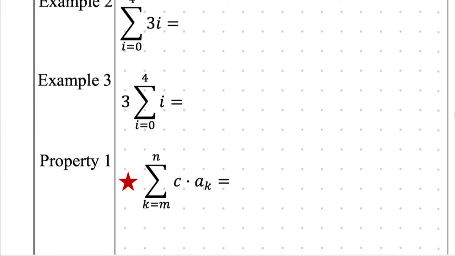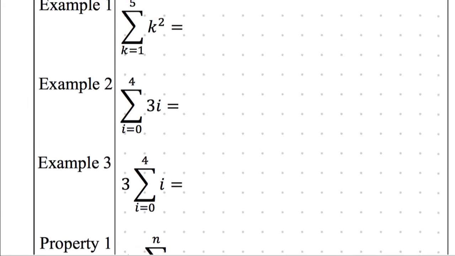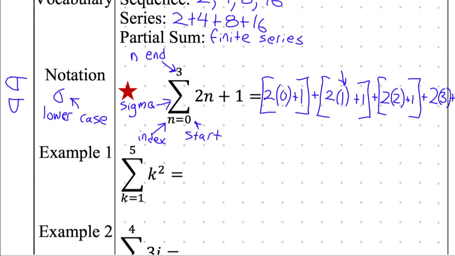Oh, and of course I'm going to scroll down. So what numbers does this represent? 2 times 0 is 0, plus 1 is 1. So that's 1 plus 3 plus 5 plus 7. So far, so good?